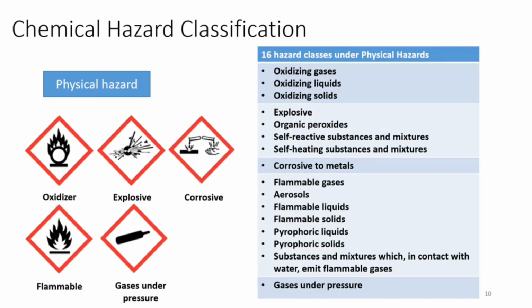Substances that are corrosive to metals can damage or destroy metals by chemical action. Flammable substances are capable of burning. Pyrophoric substances can ignite spontaneously within 5 minutes after coming in contact with the air.